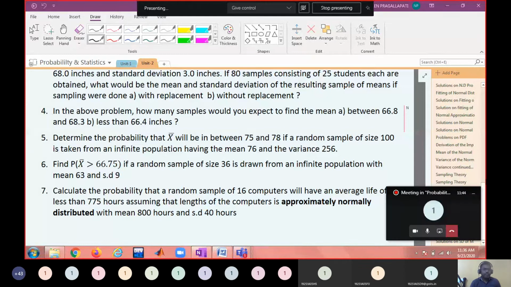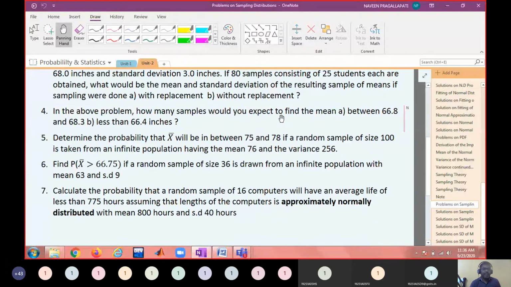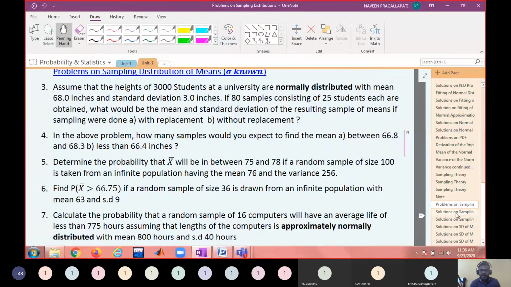Okay, so we were at this stage, right? In the above problem, we have 3000 students, population is 3000 and it is normally distributed. Its mean is 68 and standard deviation is 3. 80 samples are taken, each sample size is 25. In this problem we computed mean and standard deviation of the sample and distribution of the means with replacement and without replacement.